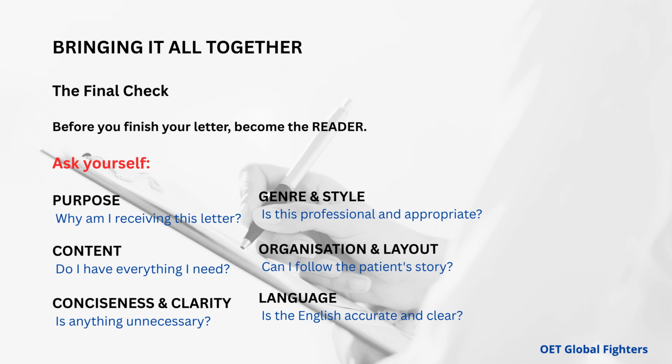Okay, so we've now gone through all 6 criteria, but here's where I want to bring everything together. Because in the actual exam, you don't have 6 separate brains. You're writing one letter, and all 6 criteria work together. So let's imagine you've just finished your OET letter. You've got a few minutes left. What should you do? Don't just sit there thinking, okay, I'm finished. Use those final minutes. Become the reader.